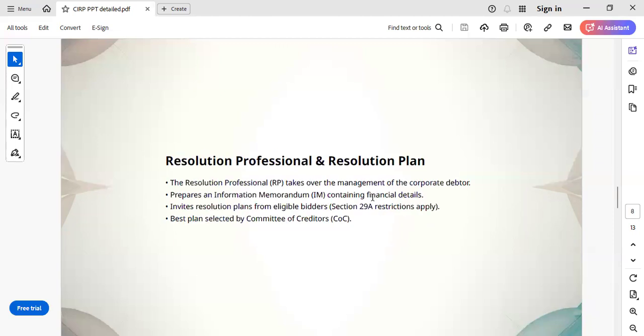Resolution professional and resolution plan. The resolution professional takes over the management of the corporate debtor. The resolution professional prepares an information memorandum containing full financial details. The resolution professional invites resolution plans from eligible bidders, of course with Section 29A restrictions taken care of. The best plan will be selected and approved by the committee of creditors.